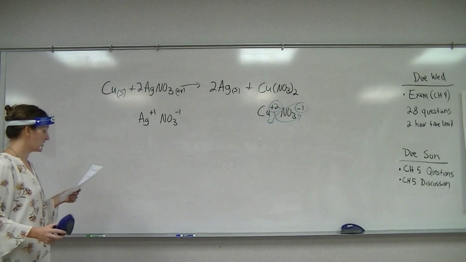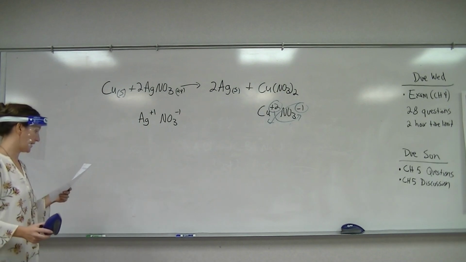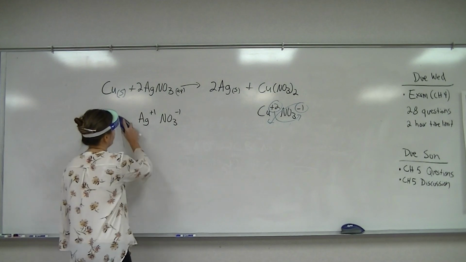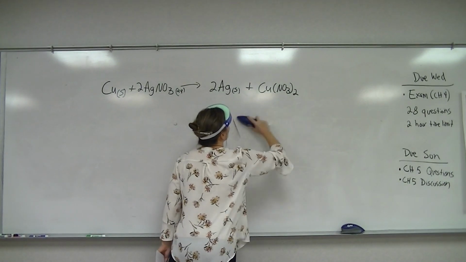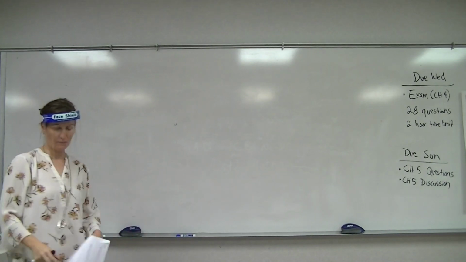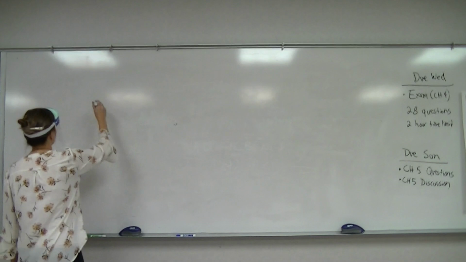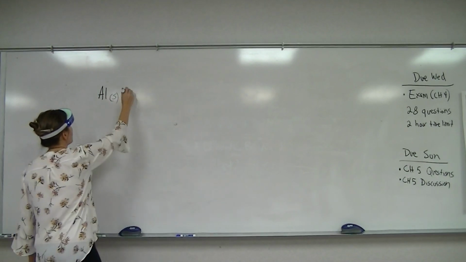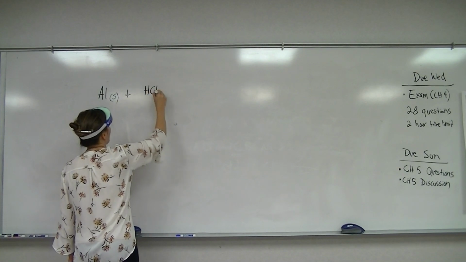All right, the next one does specify that it's a single replacement reaction, and it's giving us aluminum and hydrochloric acid. So aluminum, in its pure form, it doesn't say it's attached to anything, it just says aluminum, so I'm going to say it's a solid piece of aluminum, and it's reacting with hydrochloric acid or HCl.